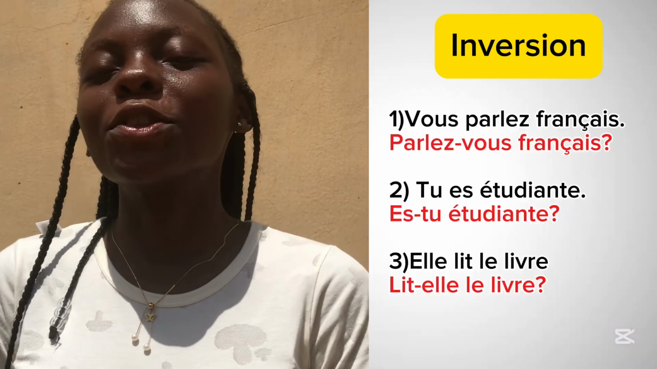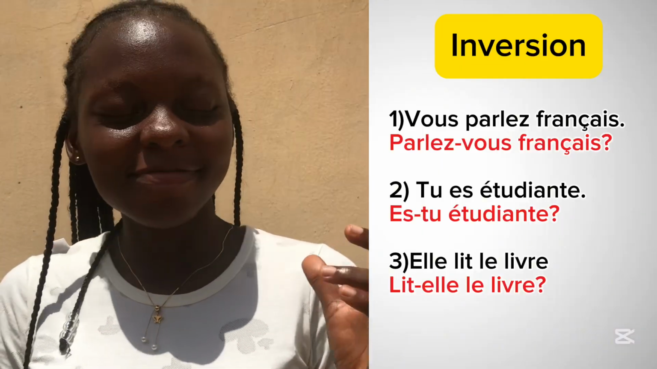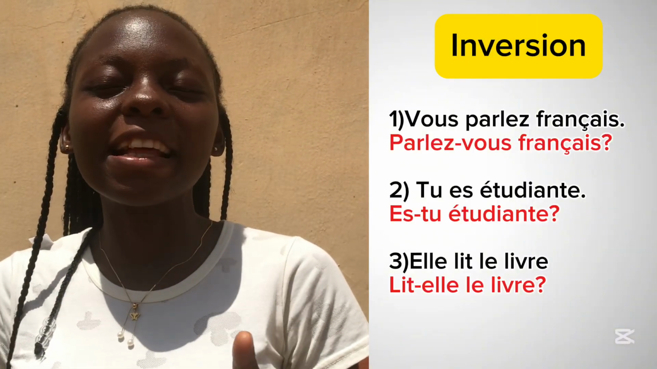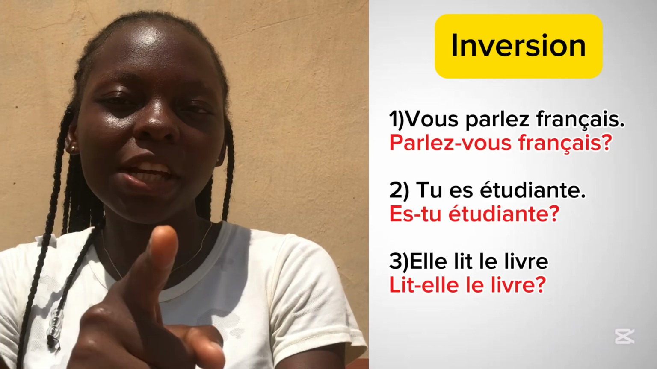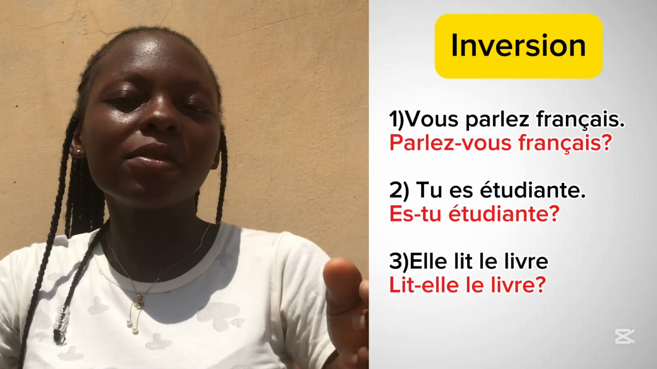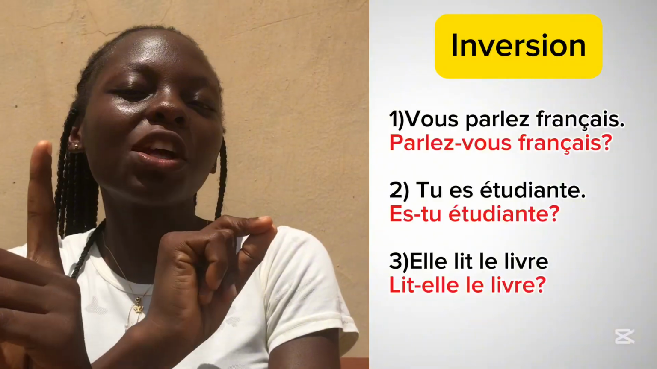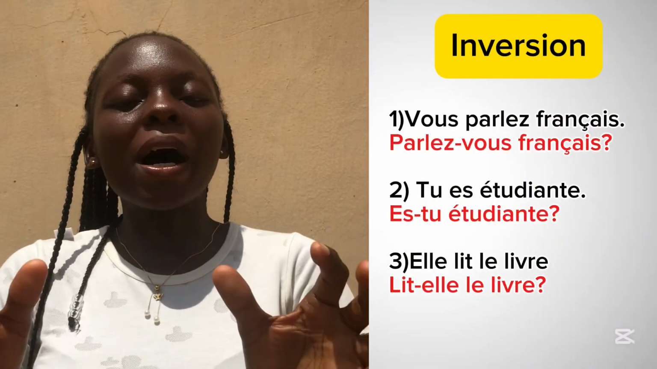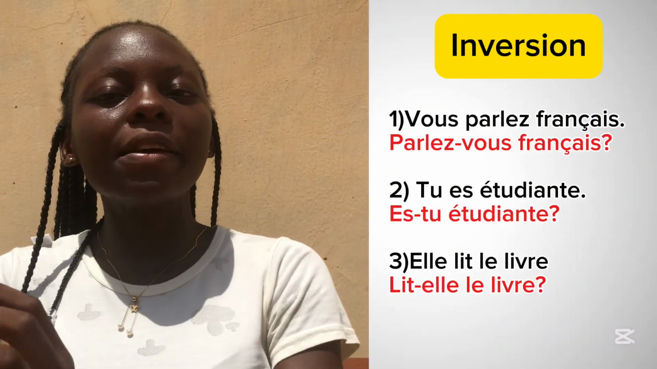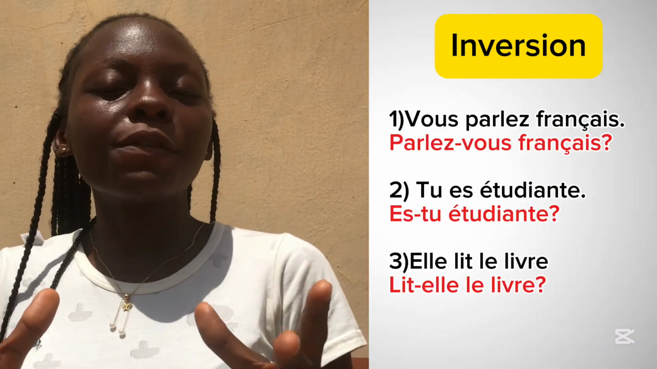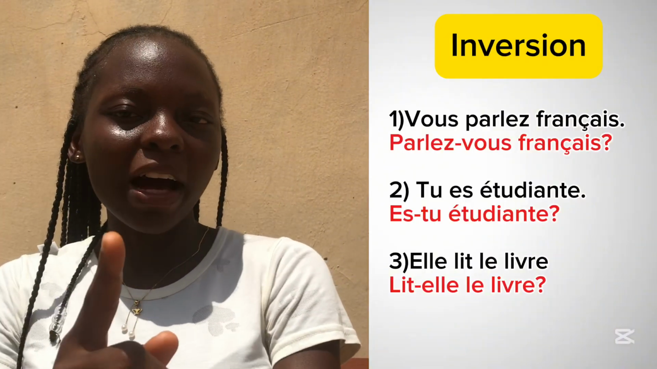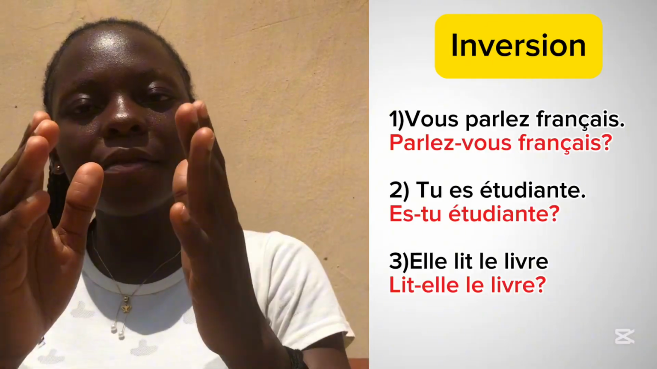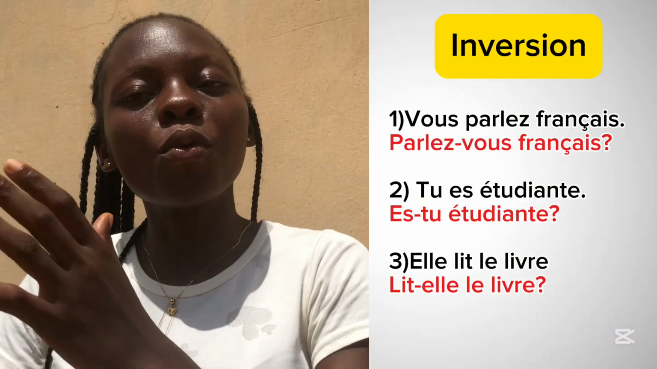What do you understand by inversion method? You have to take the subject and the verb in the sentence, and you have to switch them. Subject, verb will now become verb, subject, and you introduce a hyphen in between them. What do I mean? Let's take vous parlez français. If I want to use the inversion method here, I'm going to switch parlez and vous and introduce a hyphen. That will be parlez-vous français?